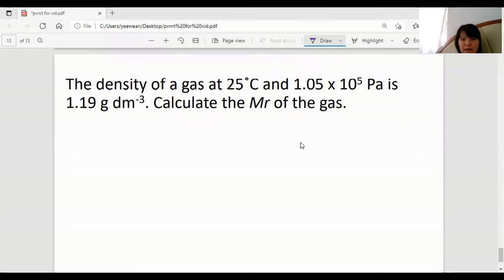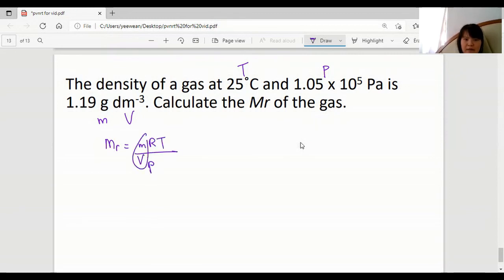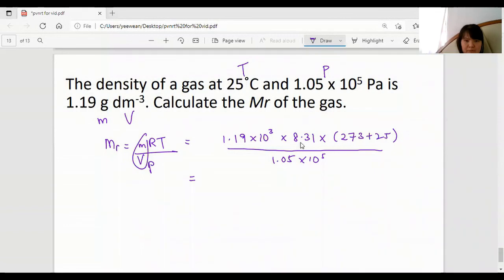Okay, I hope you already get the idea. Let's try the last one here. There's the T, there's the P. Again, we have the M and the V together. Calculate the MR. MR equals nRT over V and P. This is the density. Let's fill that in. So I got around 28 gram per mole.